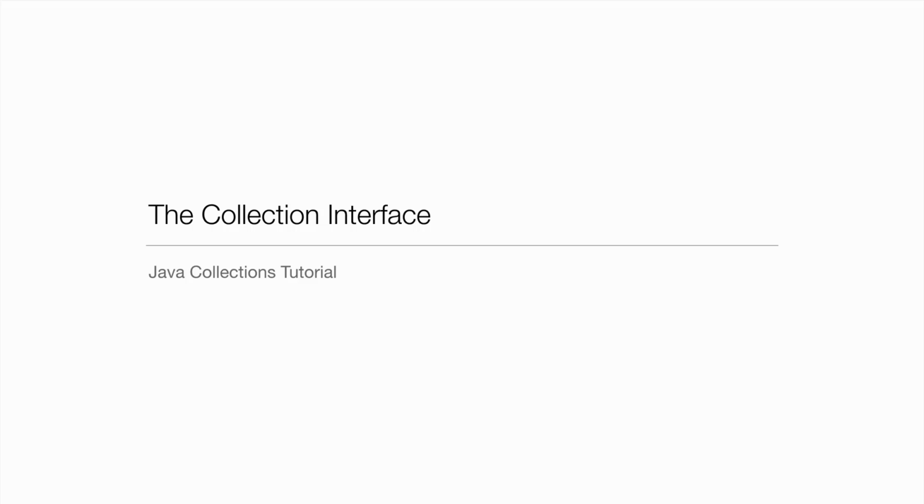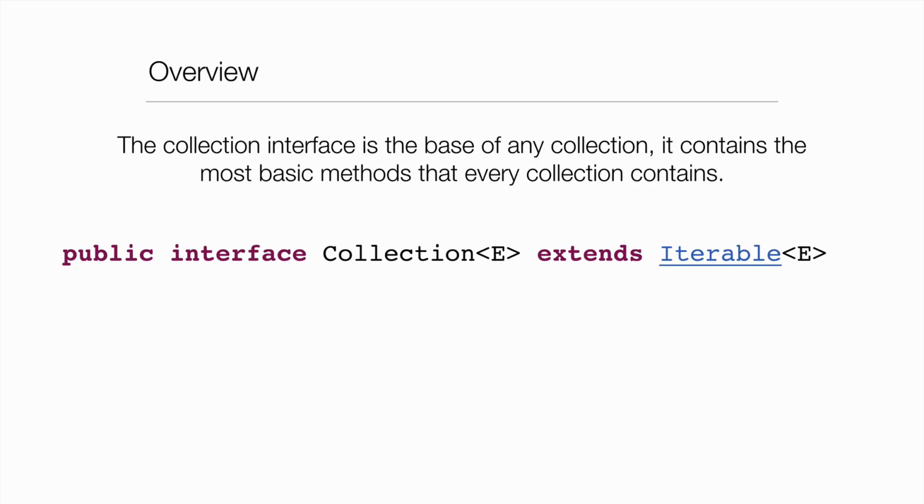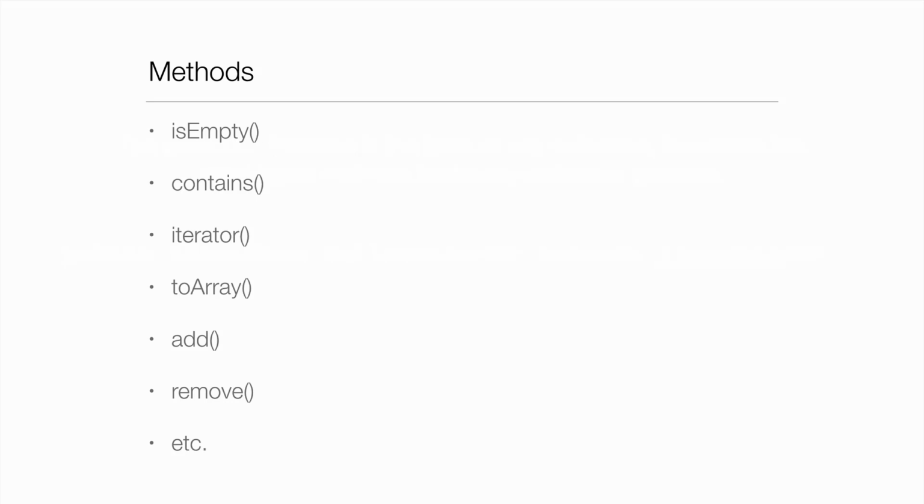Before we get into the code, let's take a look at the overview. The Collection interface is the base of any collection. It contains the most basic methods that every collection contains. Here we have public interface Collection, and it of course is generic, so we can input any class that we want into the collection, and it extends Iterable because we can iterate over it. Before we get into code, let's also take a look at the methods that Collection provides: isEmpty, contains, iterator, toArray, add, remove, and so on.